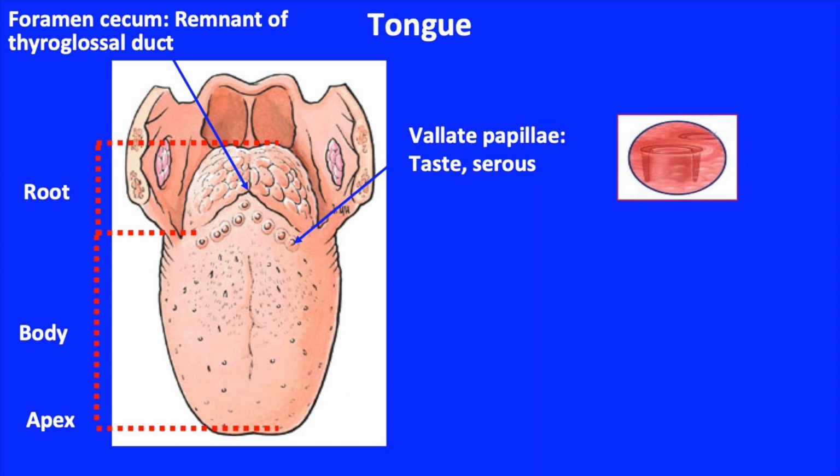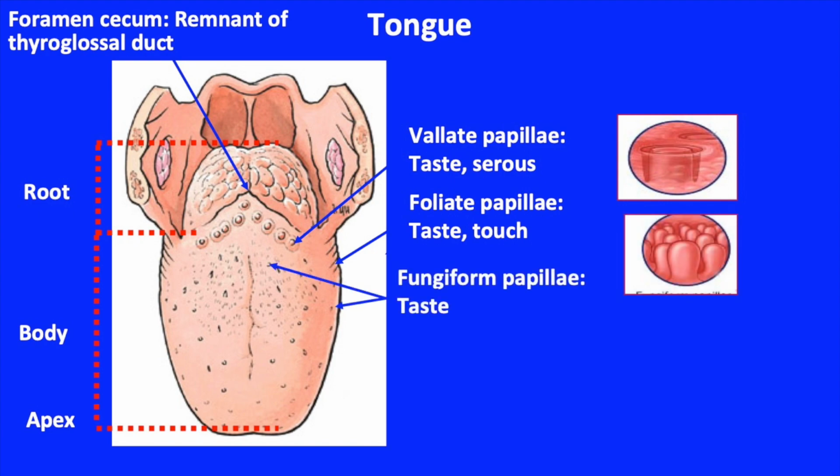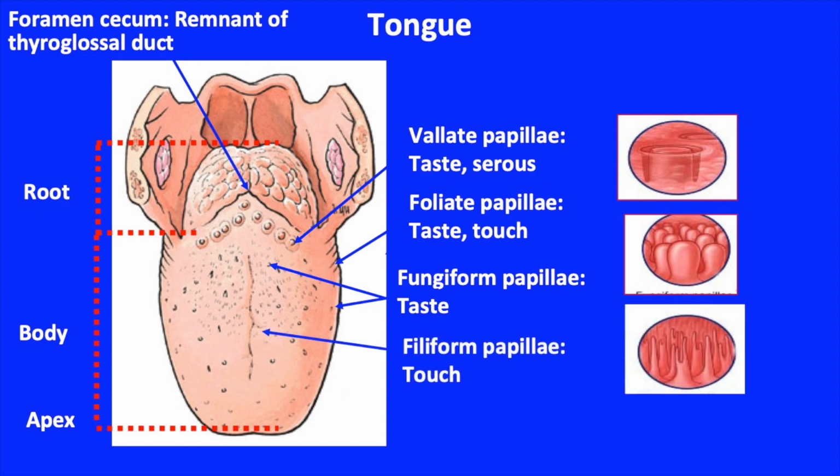For example, we have the vallate papillae at the intersection between the front and posterior aspects of the tongue that resemble little valleys. The foliate papillae are on the sides of the tongue. They resemble folios, individual sheets of parchment. The mushroom-looking papillae are called fungiform, and the long, slender papillae are called the filiform papillae.